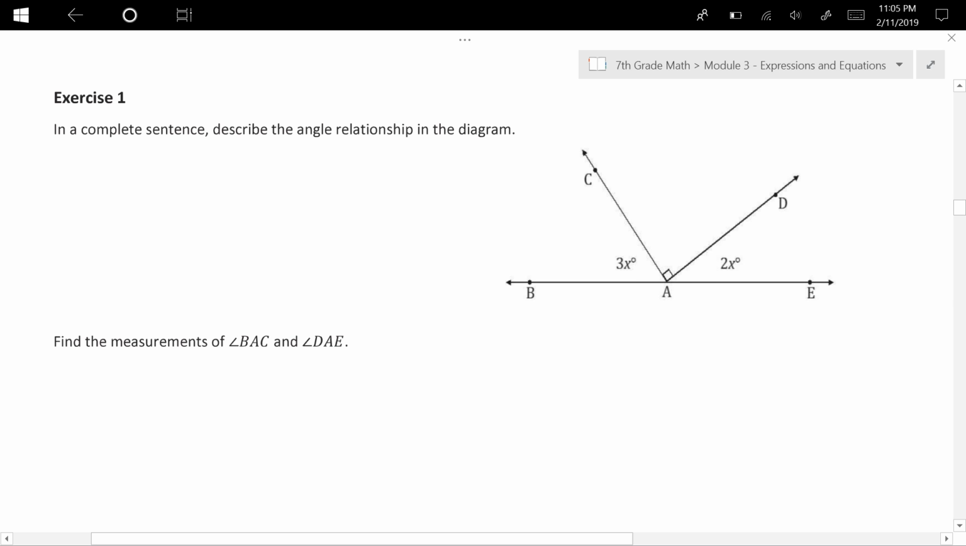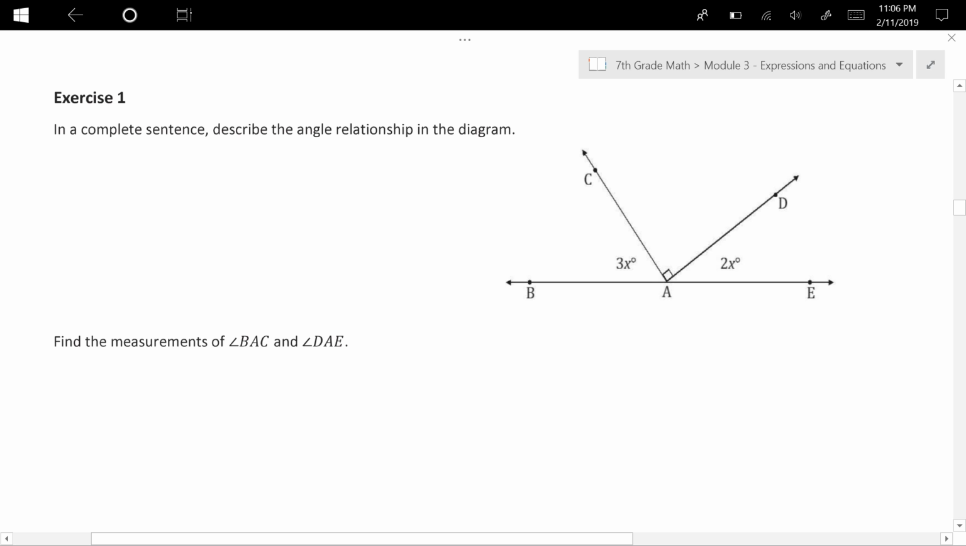All of these questions that we're going to go through work the same way. They want us to be able to describe what is going on in the diagram and then find certain measurements of some of the angles. Okay, so think about how you would describe that diagram and then write it, and pause it so you have time to do that.